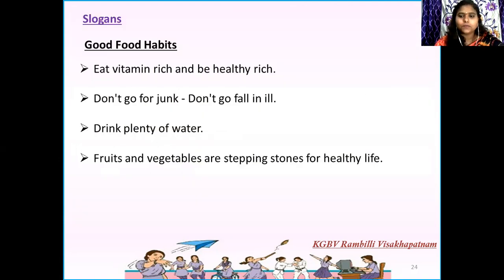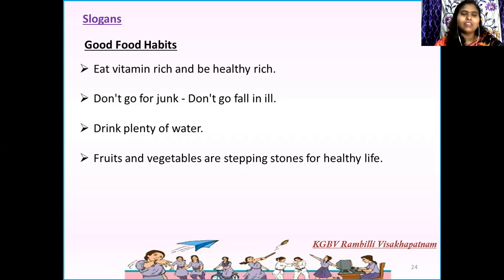Next, slogans. They can ask from this lesson, after learning the total lesson, what are your good food habits? If they ask, you can write.